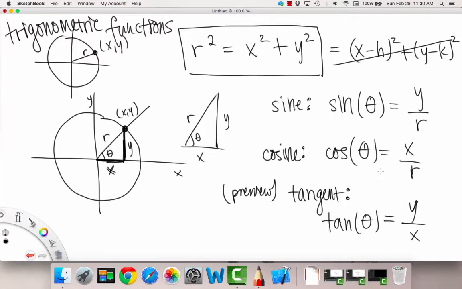The reason I introduced tangent as well is that there's this funny little saying, SOH CAH TOA. It sounds kind of funny at first, but it's really a lifesaver sometimes when you do trig in the future. SOH CAH TOA means that our sine function is obtained by taking whatever side or leg is opposite to you. Let me write this on the next slide so we have more room.